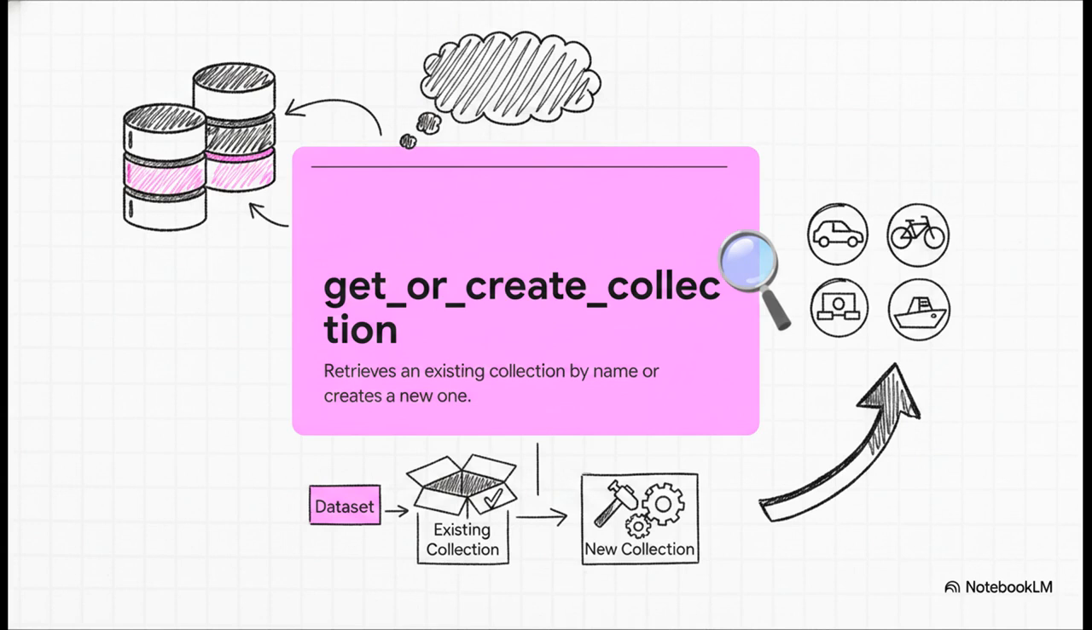Now, to access that persistent memory safely, we use this brilliantly simple method called getOrCreateCollection. Exactly like it sounds, this is a ChromaDB method that retrieves an existing collection by its name, or it automatically whips up a new one if it doesn't already exist. Let's say we have an existing data set of vehicles. This method safely reuses that specific database, so you don't have to worry about accidentally overwriting all your hard work.